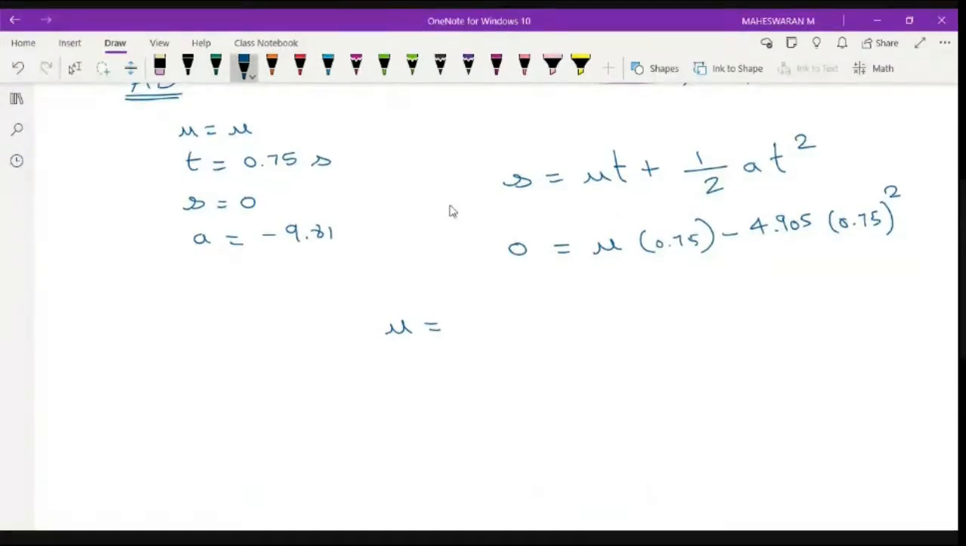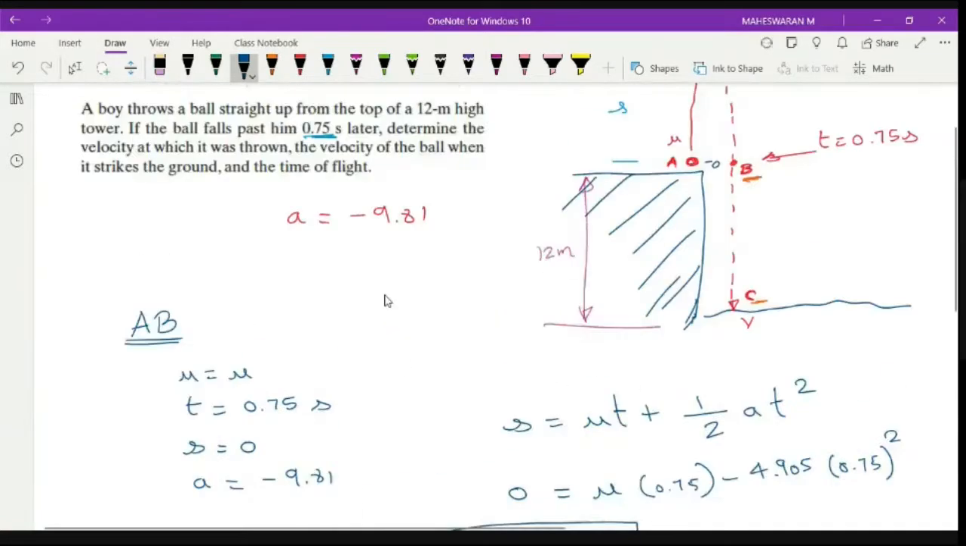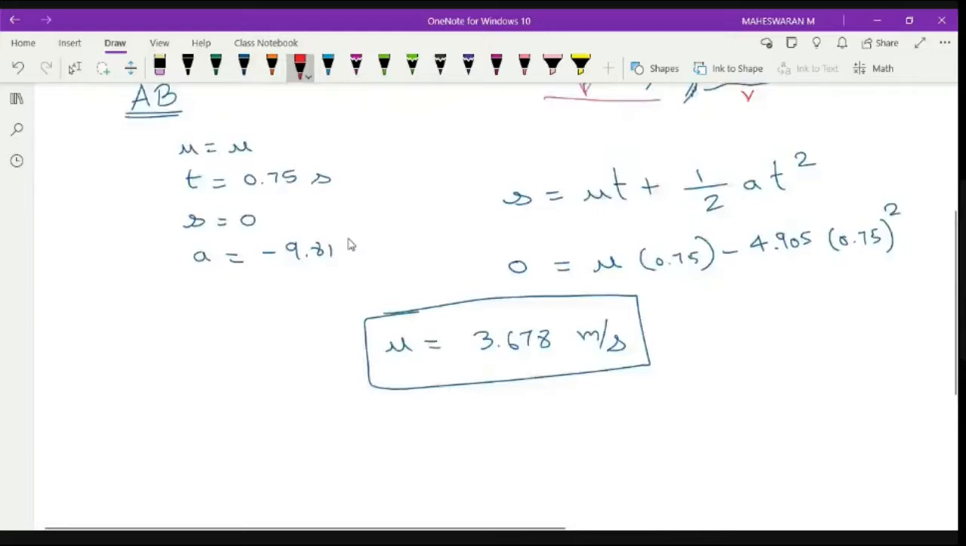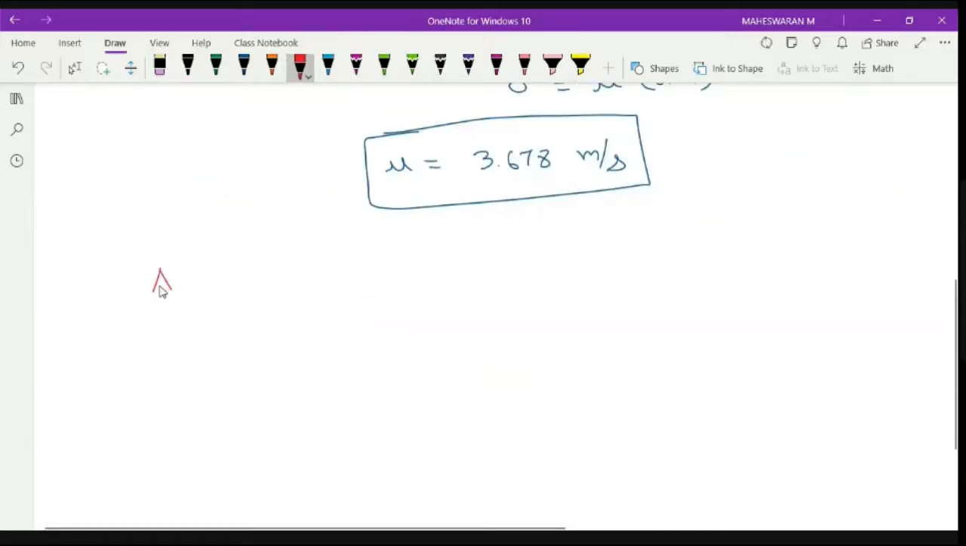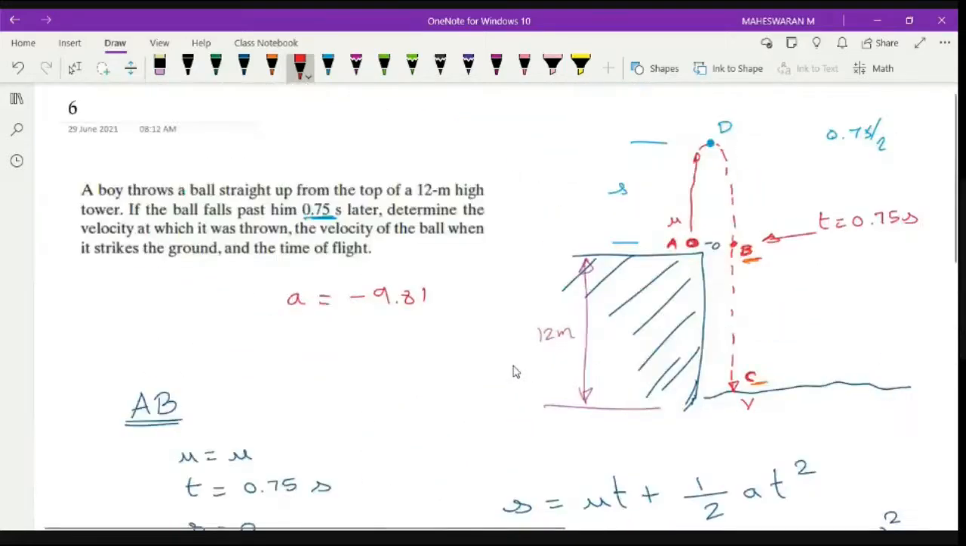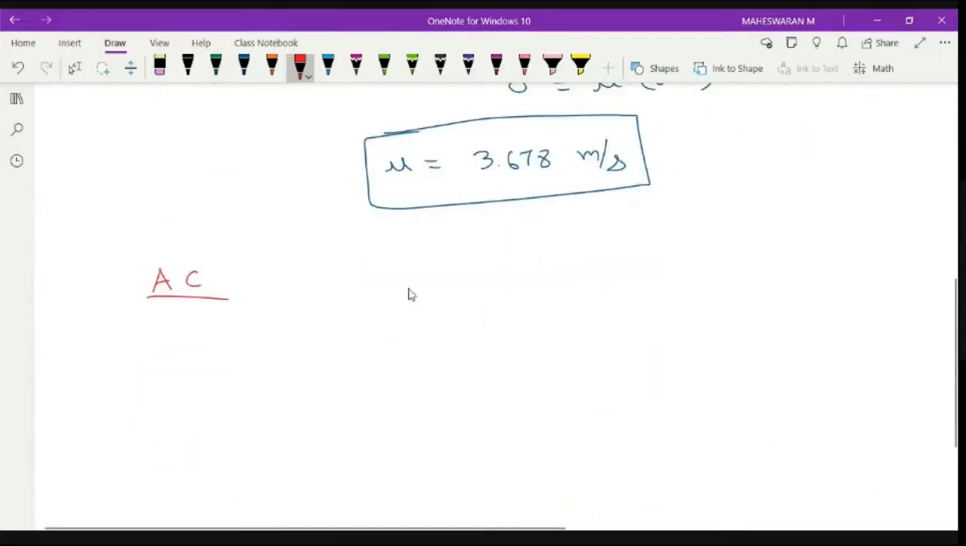You are getting 3.678 meter per second. So now we have identified the value of U. Now I'm going to consider the next data. My location is now from A to C. A is my initial location and C is my final location. In that case, you can see what data we have. We have U, which is already identified, the same value of 3.678 meter per second.